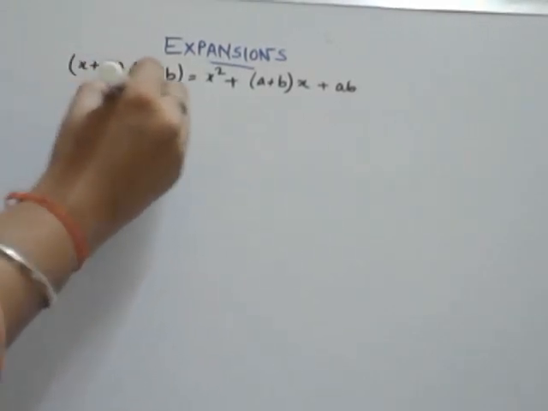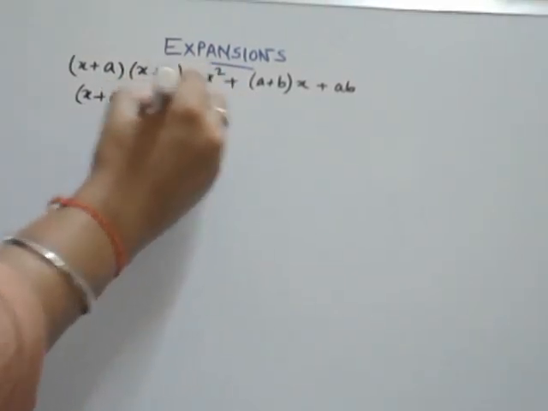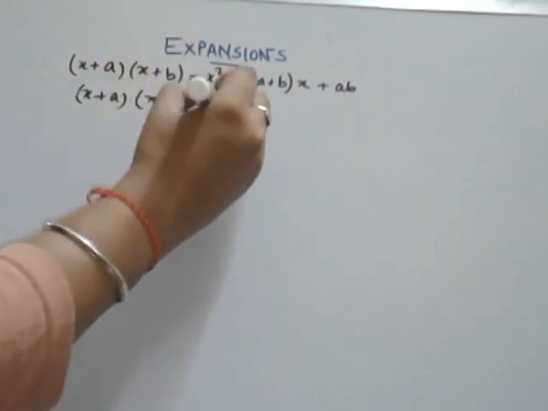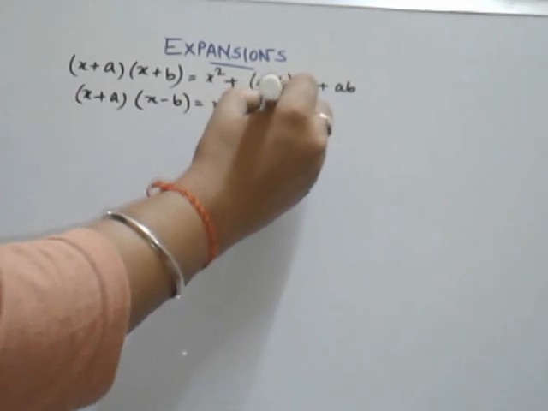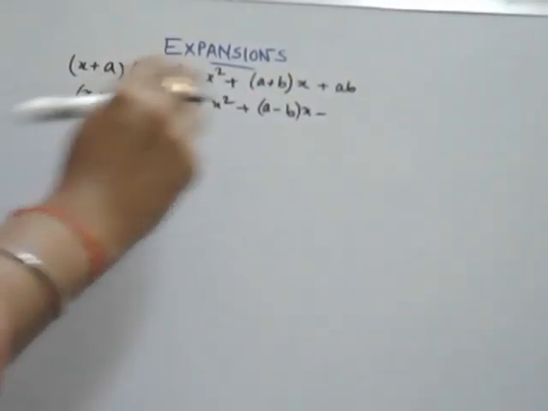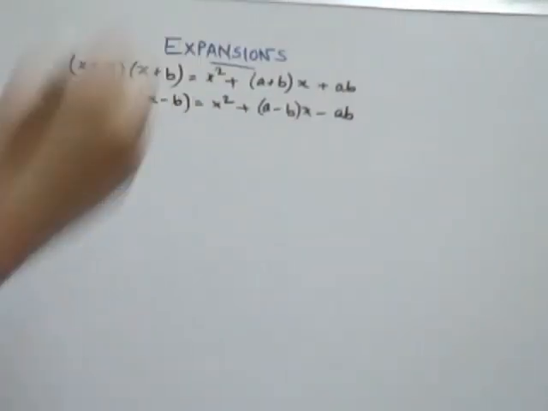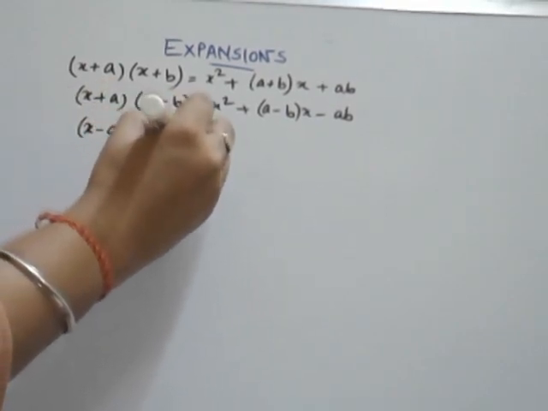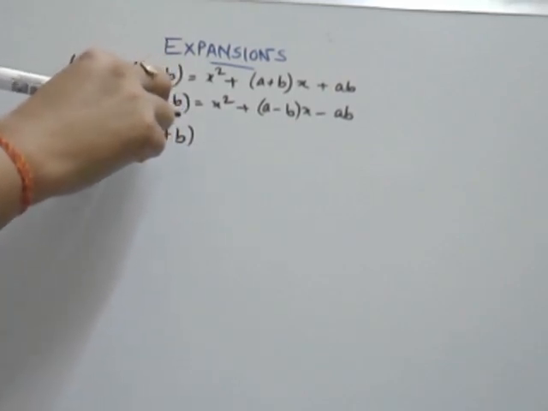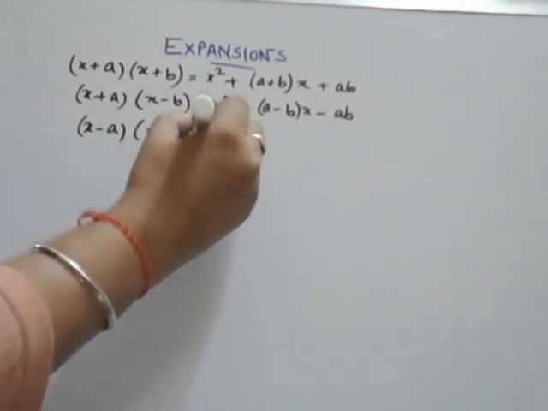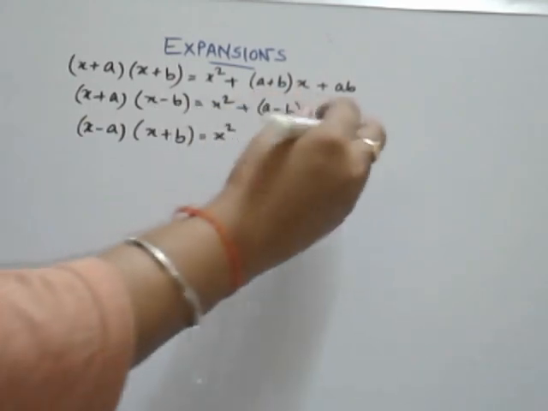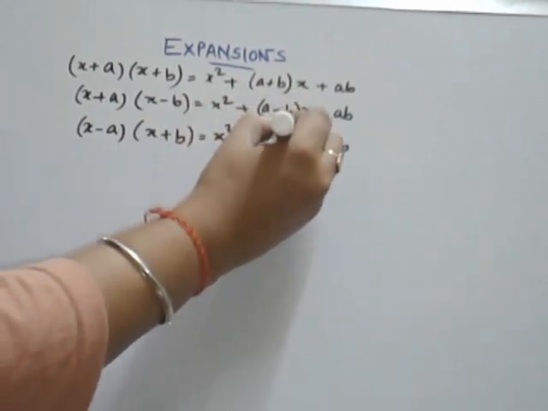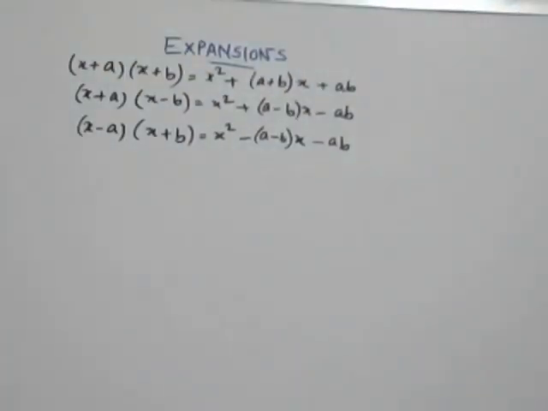Now next, (x + a)(x − b). So here plus b becomes minus b. So the result is x square plus (a − b)x, and the product of these two, here plus a into minus b, that is minus ab. Now next formula, (x − a)(x + b). Here minus, and this sign is unchanged. So this into this, x square, minus a into plus b becomes minus ab. Now minus a, if you take minus common, so (b − a) into x.